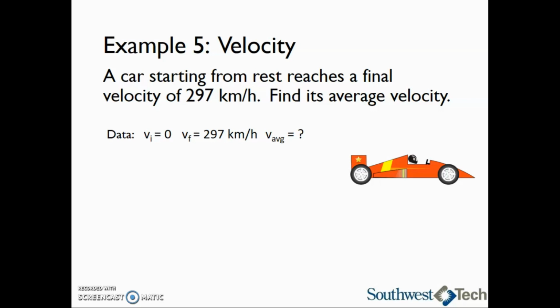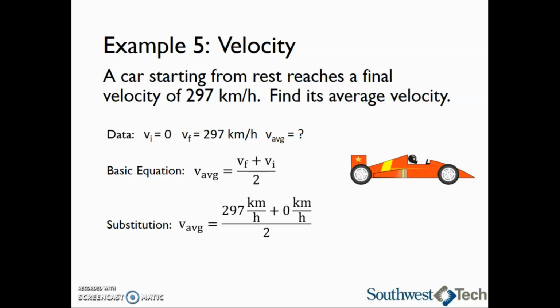or V average. Out of the 6 formulas we just looked at, only one includes only initial velocity, final velocity, and average velocity. That equation is V average equals V sub f plus V sub i divided by 2. Since this problem is written in terms of average velocity, we don't need to rearrange anything to solve, so our basic equation is also our working equation. Next, we can substitute the data we are given, so V average equals 297 kilometers per hour plus 0 kilometers per hour divided by 2. Make sure you use parentheses in your calculator when you are adding in the numerator. When we solve, we see that the average velocity is 149 kilometers per hour.